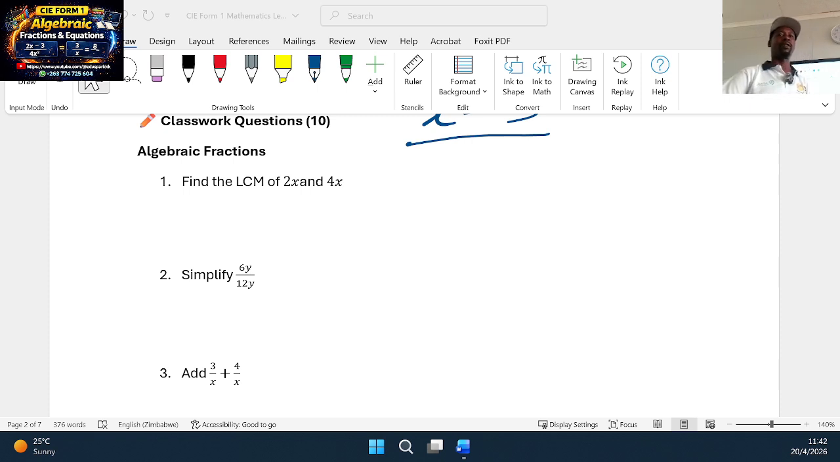Right, welcome back, folks. This is the second part of our algebraic fractions, equations, and expressions.